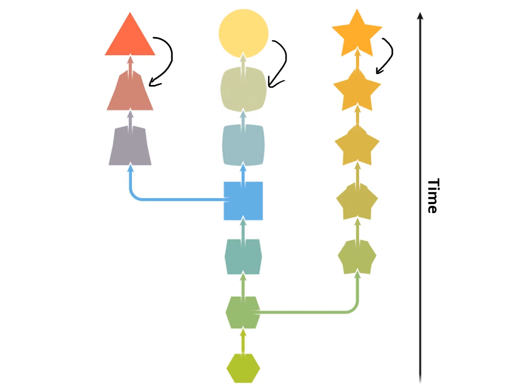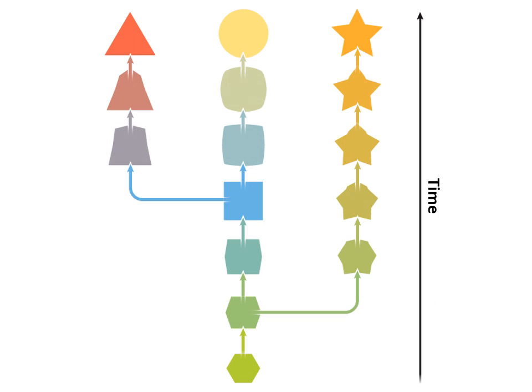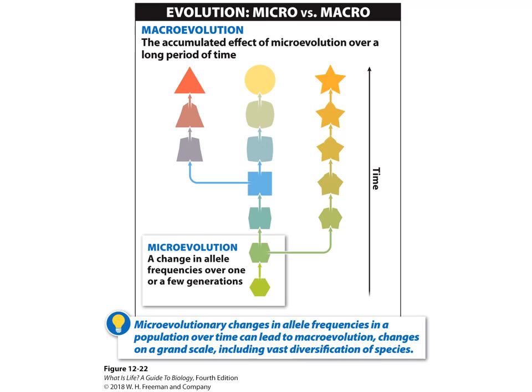But if we take a snapshot of what that looks like in macroevolution, we see this. We see that they're not similar at all. These are very distinct shapes and colors. And this is our macroevolution. This is showing the big picture of evolution over long periods of time. So there's our full figure again, showing the full progression, and here is our figure from the text, 1222.